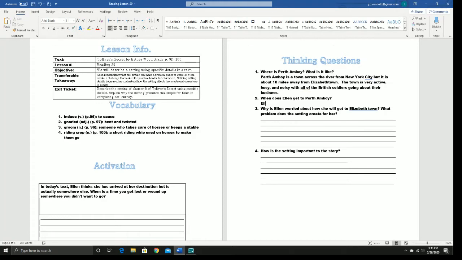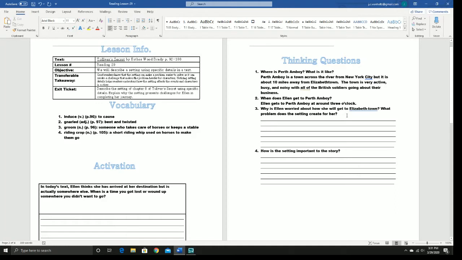Ellen gets to Perth Amboy at around 3 o'clock. And I know it's a simple answer, and sometimes it would have been okay to just write 3 o'clock, but I think it's a good practice to always answer with a complete sentence. It helps with our speaking. It helps with just doing it so that you get in the habit of it. So when you're writing your own responses, make sure that they're in complete sentences as well.